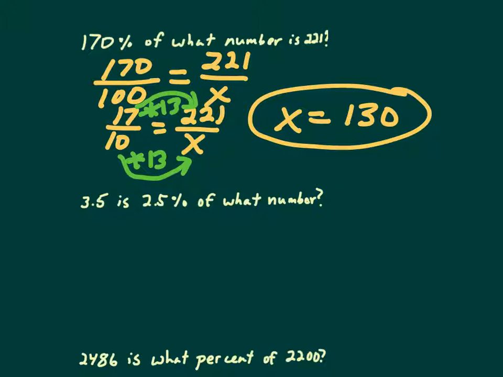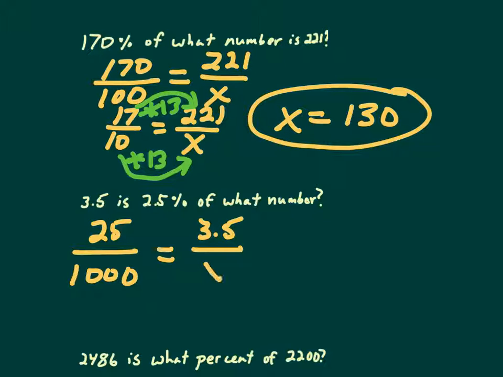All right. So let's go to the next one. So we're looking at this problem now. 3.5 is 2.5% of what number? Okay, all right, Jacob. 3.5 over x equals 2.5 over 100. Okay, and instead of the 2.5, I'm going to say 25 over 1,000. Is that all right? Okay. Equals 3.5 over x.